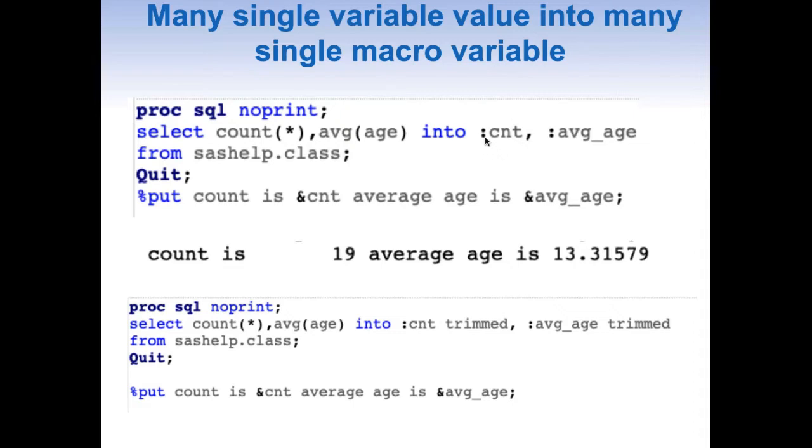And to do that it is quite simple. All we need to do is write colon cnt, comma, and then write colon avg underscore age. So this count star value goes into this colon cnt, and this average age goes into this avg underscore age macro variable. However many values you want, you can simply follow with a comma and create another macro variable.